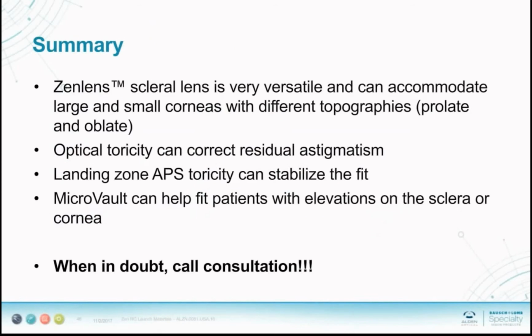In summary, Zen Lens is a versatile fitting set that can accommodate a wide variety of corneas of different shapes, diameters, and depths. Optical toricity can correct residual astigmatism, while landing zone toricity can stabilize the fit. Lastly, a microvolt can troubleshoot peripheral and central elevations. Consultation can assist you with any questions or troubleshooting needs that you may have.